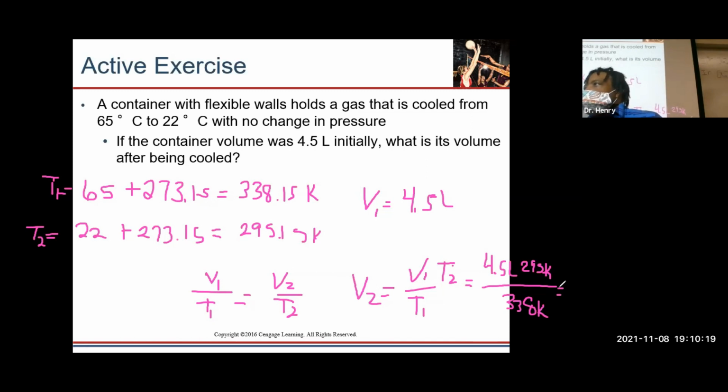Okay, can I ask you a question? So if temperature and volume are directly proportional, what would we expect this volume to be? Would we expect it to be greater than 4.5, or would we expect it to be less than 4.5? We would expect it to be less than 4.5. Is that what you guys get? Okay. So 3.9.